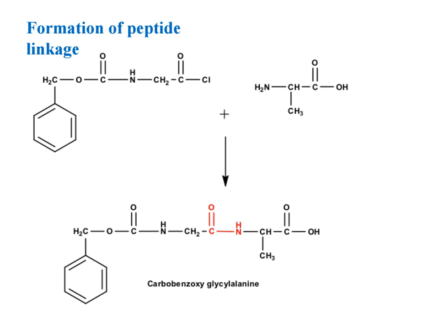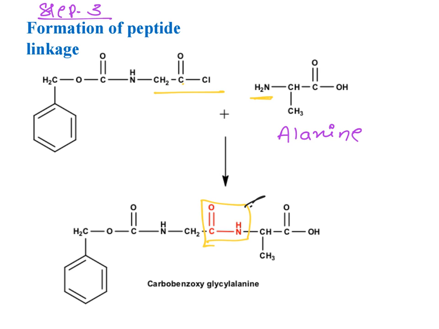Now I am bringing in the next amino acid. Which amino acid? Alanine I am taking. This is step 3. Now this is the acid chloride form, and here we have a free amino group. Acid chloride reacts with the amine to form an amide, and the amide bond formation takes place between the two. We call this a peptide bond.